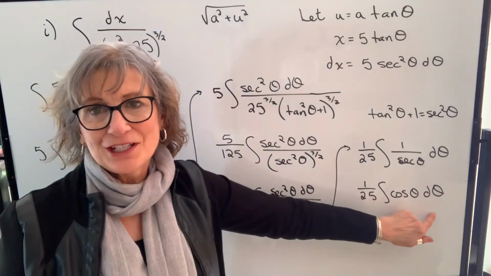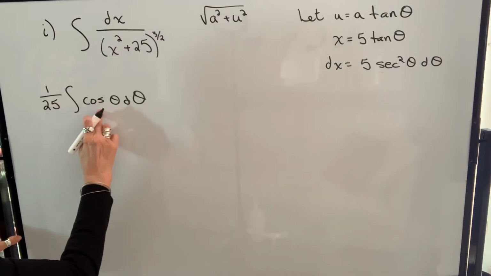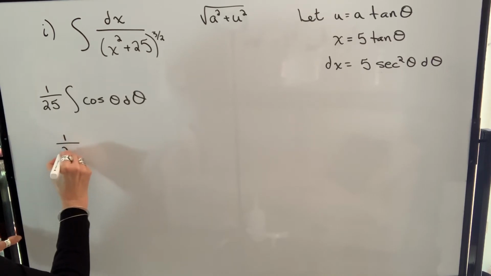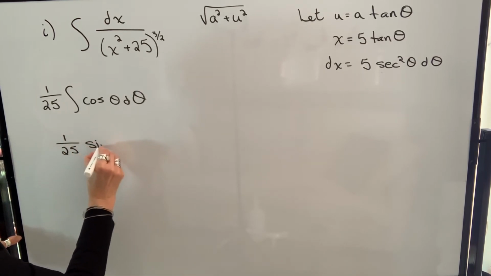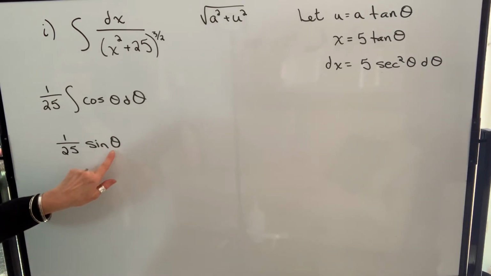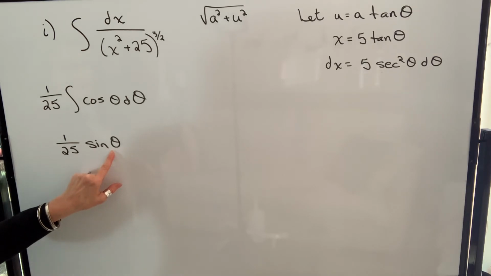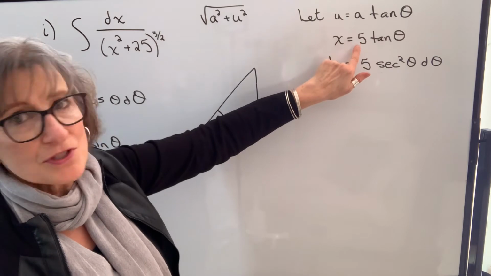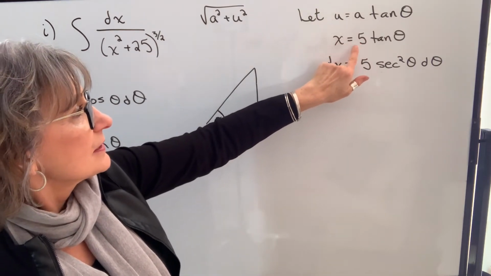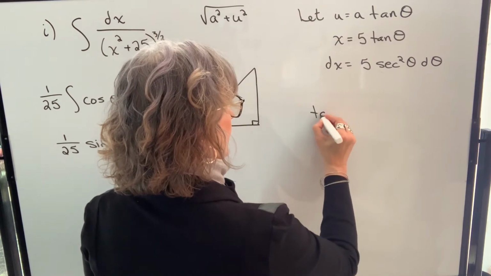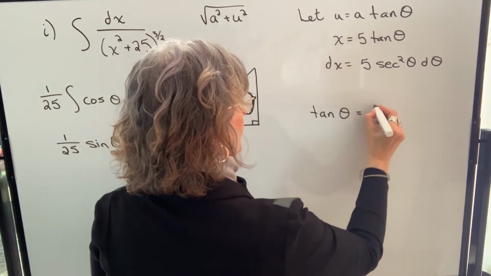This is a function I can integrate. The integral of cos theta d theta is simply sine theta. I'm not going to put the constant of integration in yet because I'm not done. I want to write my answer in terms of x, not theta, so I need my right triangle. Going back to my substitution, I have x is equal to 5 times tan theta. Therefore, tan theta will equal x over 5.